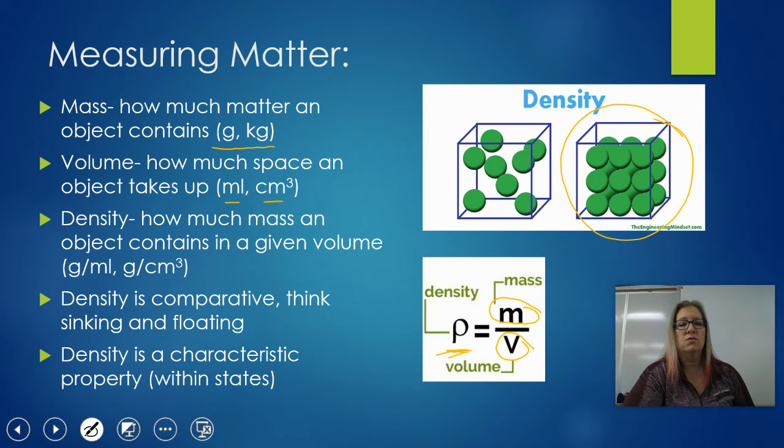And then density can also be used as one of those characteristic properties, but just within the same state of matter. For instance, water always has the density of 1 gram per milliliter, but that's liquid water. When you freeze water, it actually becomes slightly less dense. That's why ice floats. But within the same state, density can be used as a characteristic property.